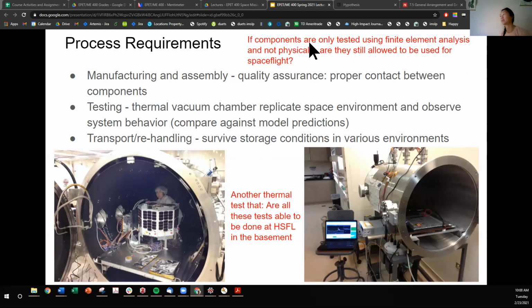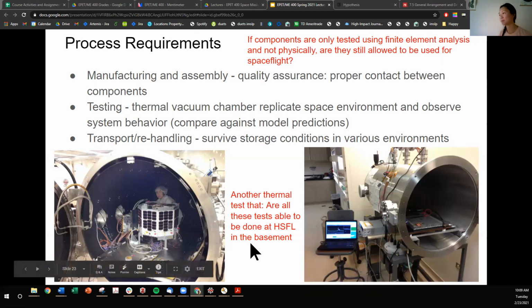If components are only tested using FEA and not physically, are they still allowed to be used for spaceflight? So this is certainly true for the CSLI provider, but I'm not sure that it's true for all providers. If we're thinking more rigorous NASA flagship missions, I would err on the side of no. But for our purposes, we can, if there is a lot of certainty around the thermal analysis.